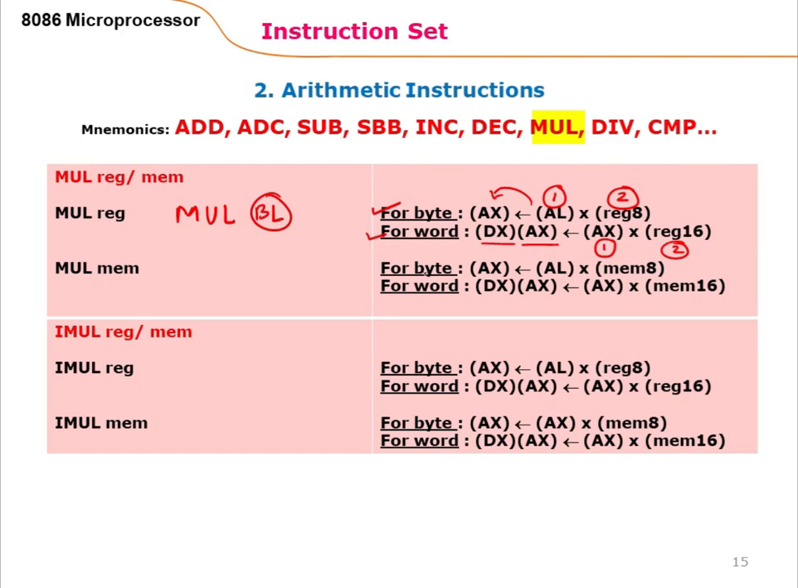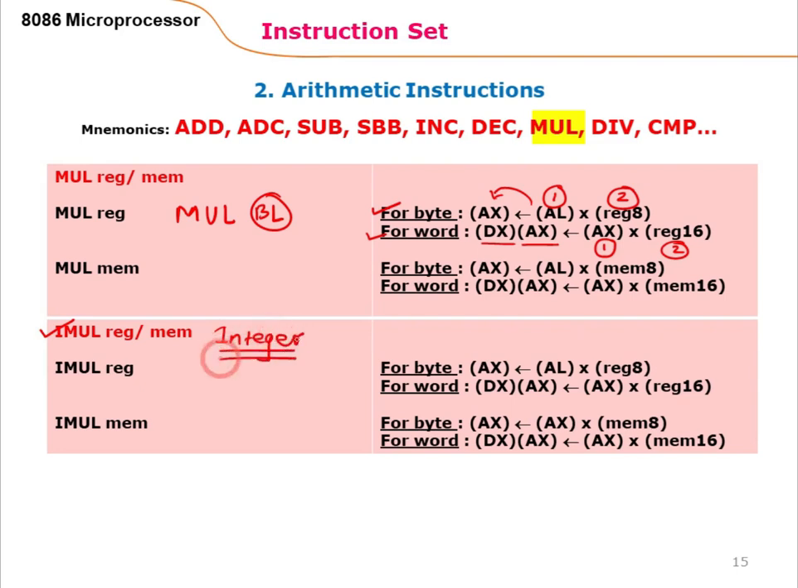The same happens here. By default AL and AX will be the default first operand and the contents of the given memory location, either it may be 8-bit, then it is multiplied with AL, and if it is 16-bit, then it is multiplied with AX, and the result will be stored in AX and DX respectively. Next instruction similar to MUL is IMUL, which is used for integer multiplication.